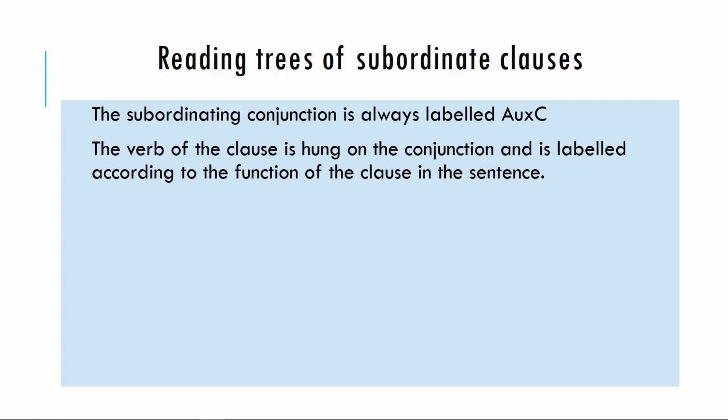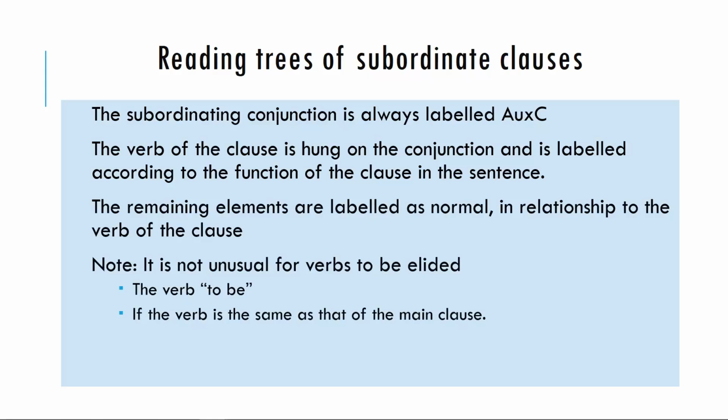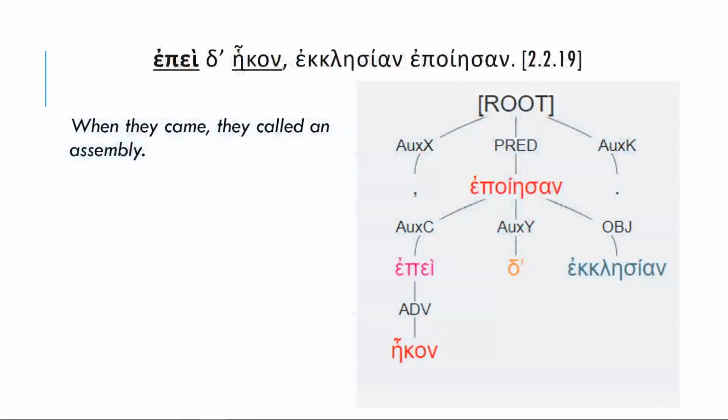So you can hang the entire subordinate clause as a separate tree and then move that over to the coordinating conjunction, and then all you have to change is the main verb. It's not unusual for verbs to be elided. I just want to warn you that, although I'll try not to give you too many examples of that at the moment. So: when they came, they called an assembly. The main sentence is they called an assembly. That's your independent clause. But when they came, so when is labeled as a conjunction, its relation is auxi, and it hangs on the main verb.